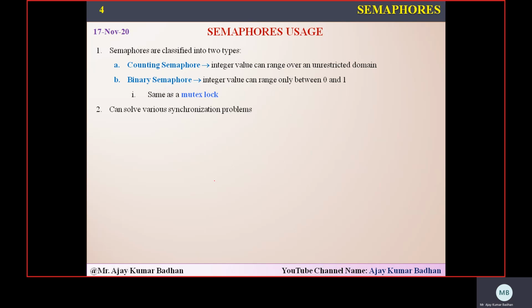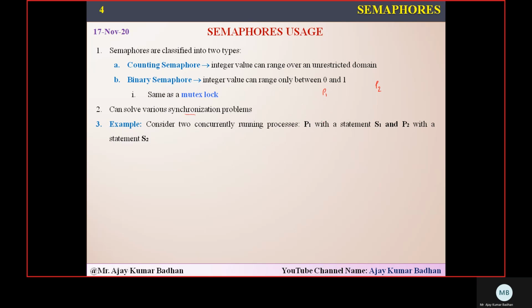Basically, we can use these semaphores also for solving the synchronization problem. That is what he's saying here, and I am going to explain that with the help of a small example. Let us suppose that we have two different processes here. First we have a process P1 and another process P2. In P1 you have a statement S1 and in P2 you have a statement S2. This process is created to execute statement S1 and this process is created to execute statement S2.